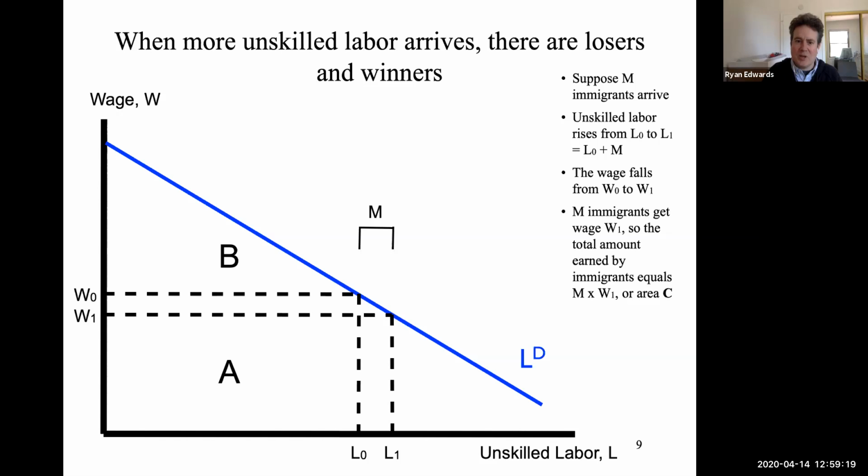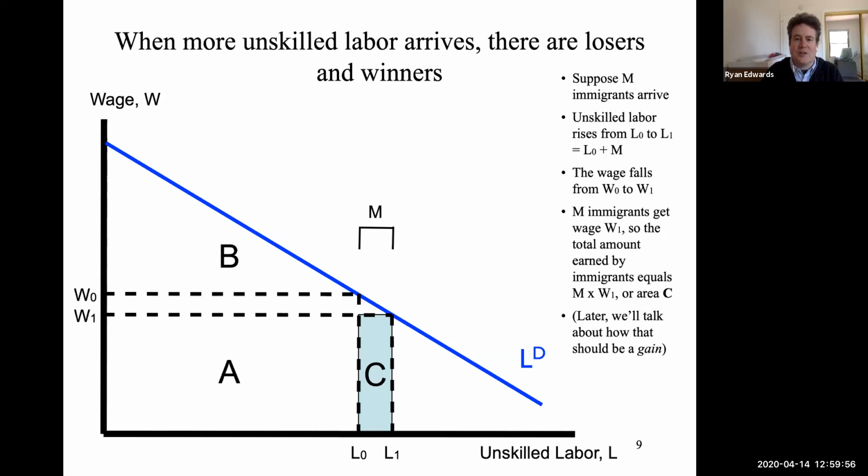Then you could think about the amount that is earned by immigrants as being this rectangle C down here. That's the product of the number of immigrants M times the new wage that they earn. Of course, it's the post-immigration wage, so it's W1. And we'll talk later about how this should be a net gain for them relative to what it had been. Now, if immigrants are political refugees, it might not necessarily be a gain compared to what they perhaps had been earning before fleeing the country.